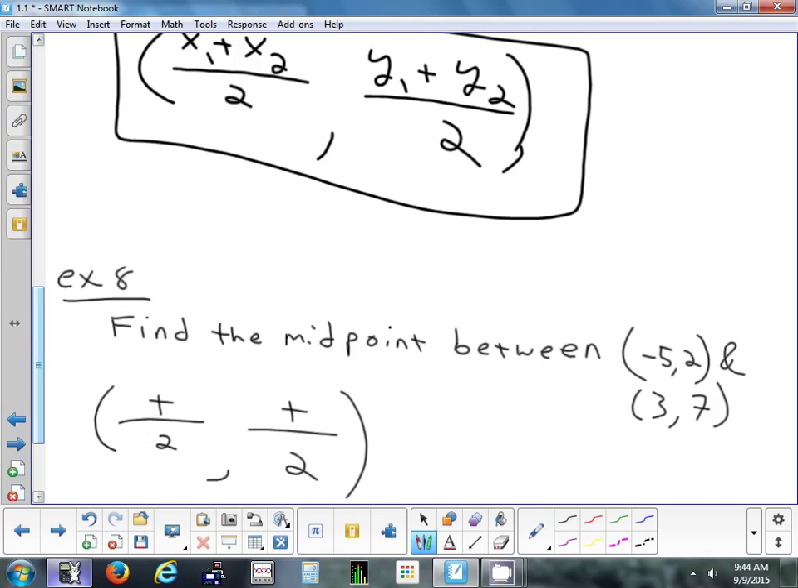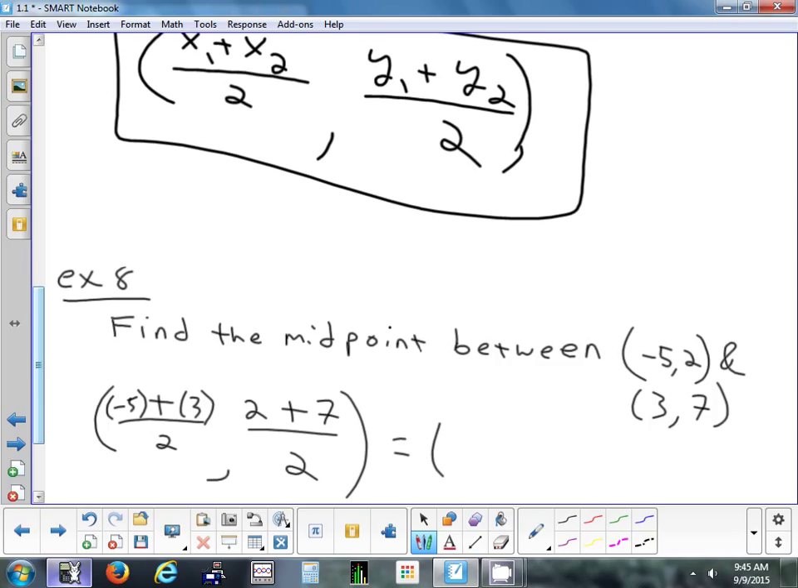Okay, how about Fernando? What's the 2 numbers I'm going to add in my first numerator? Yep, we got -5 plus 3. And the 2 numbers I'm going to add in my second numerator? How about Kyle? 2 and 7. Yep. Got 2 and 7.